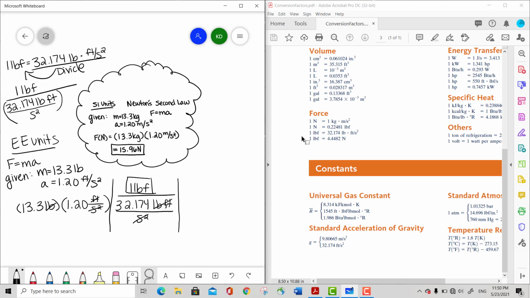And then if you multiply across, 13.3 times 1.20 times pound force will give us 15.96 pound force over, because this is what's left in our denominator, 32.174, which then gives us 0.4961 pound force, and that's rounded. Okay, so this is our EE units.